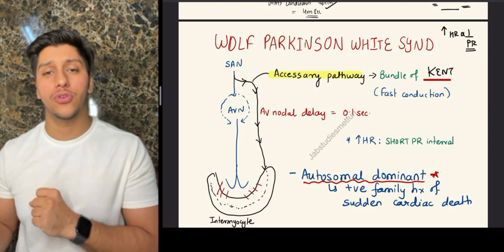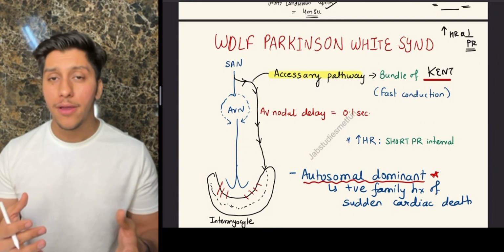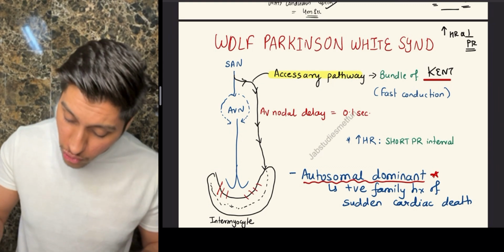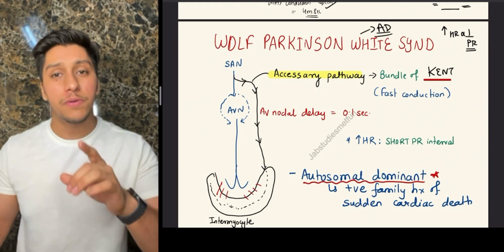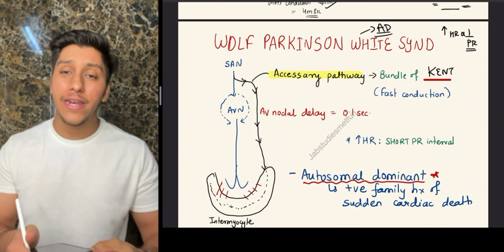What are the histories you're going to get? History will be palpitation, syncope. So this is quite similar, right? But the main feature which you have to remember, Wolff-Parkinson-White, guys, it is an autosomal dominant condition, which means it has to happen in a series with family.